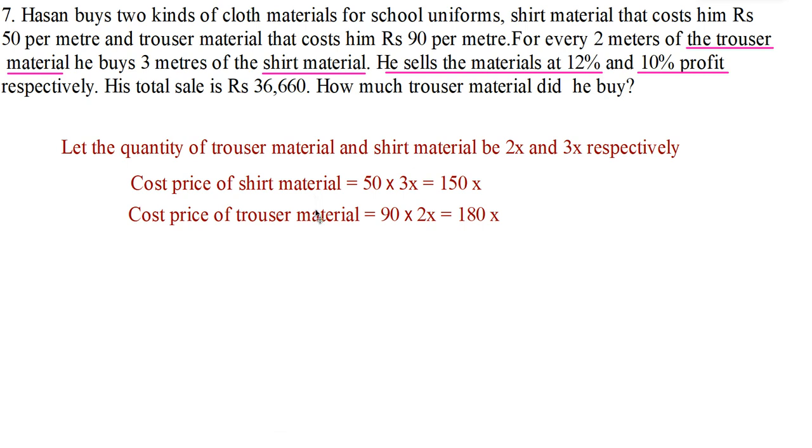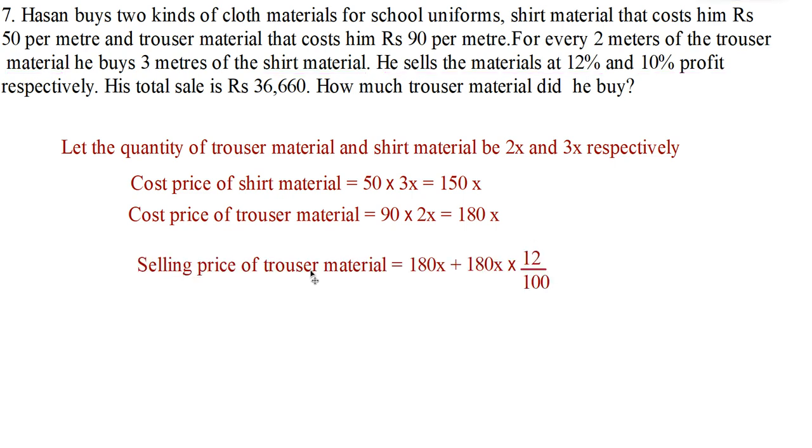Here the profit is 12%. So the cost of the trouser material is equal to 180x and the profit is 12%. So we can find the selling price of the trouser material. That is, selling price of the trouser material is equal to 180x plus 12% of 180x, that is 180x into 12 by 100. 12 by 100 you can write as 0.12.